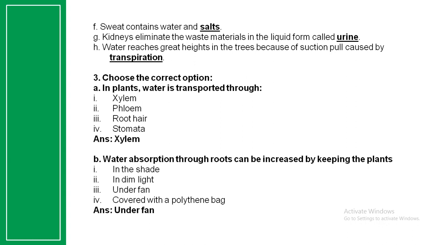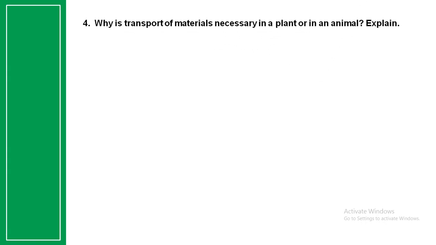Next one is number 4. It's a question. Why is transport of material necessary in a plant or in an animal? Explain. So, it is a 2 mark question because it starts with the why. So, you must provide the proper reason. So, transportation of material, why is it necessary?